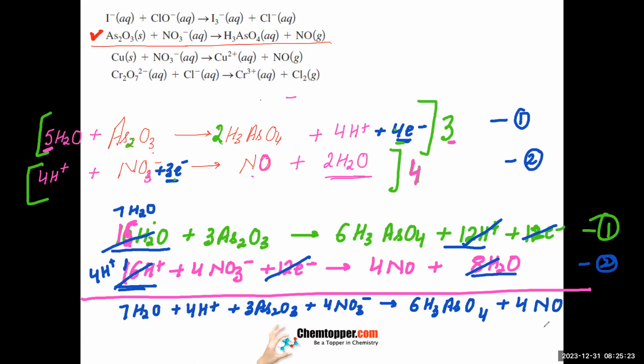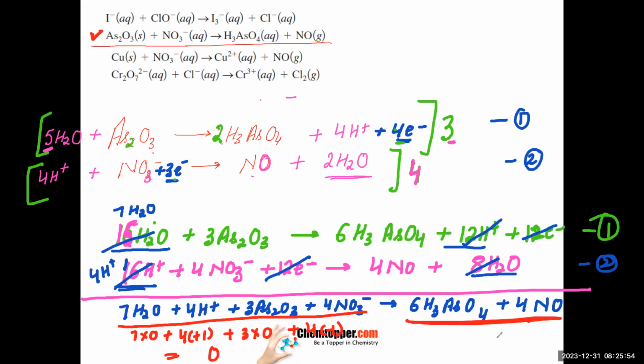So is this equation balanced? That's the next question. Check here. How much is this? This is 0. 7 times 0 plus 4 times plus 1, plus 3 times 0, plus 4 times minus 1. So what's the total charge on this side? Plus 4 minus 4, 0. What's the total charge on this side? 0.